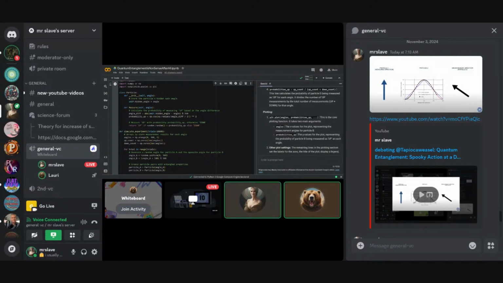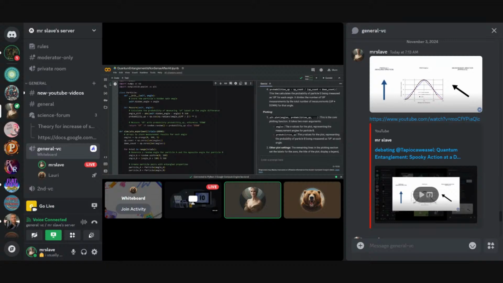No, no, no. You showed that your code produces the red line, not hidden variables. But my code is based on the hidden variables. No, it's not. It's based on ChatGPT, not based on hidden variables.